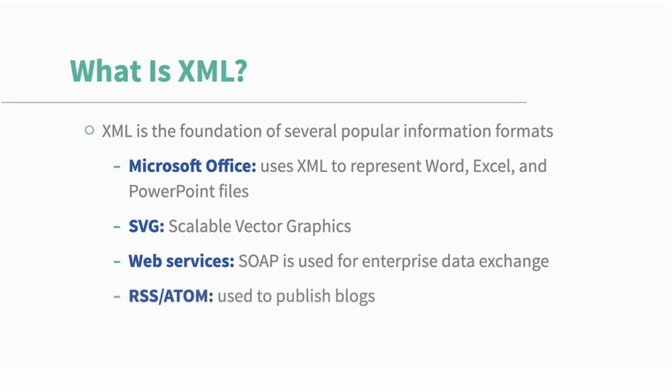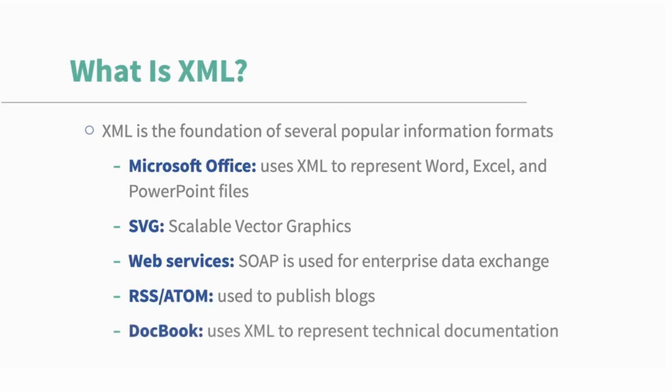XML is also the foundation of publishing standards called RSS and Atom, and you may have heard of these. These are technologies that are commonly used for publishing information, such as blogs. And of course, DocBook is a very popular XML standard for working with technical documentation, which can then be transformed into whatever output is required: PDF, HTML, Word, almost anything else.